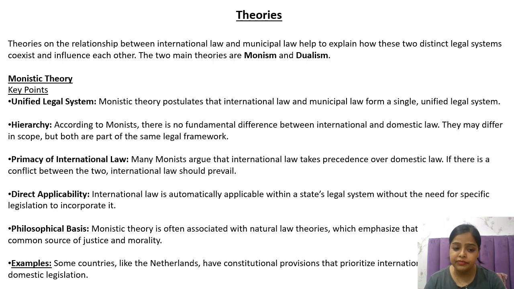नेक्स्ट इज फिलोसफिकल बेसिस. अब इसका जो बेसिस इस थ्योरी का वो है नेचुरल लॉ थ्योरी. नेचुरल लॉ थ्योरी क्या बोलता है? That all the sources, all the laws should be from the same source, that is justice and morality. So this is the monoistic theory.